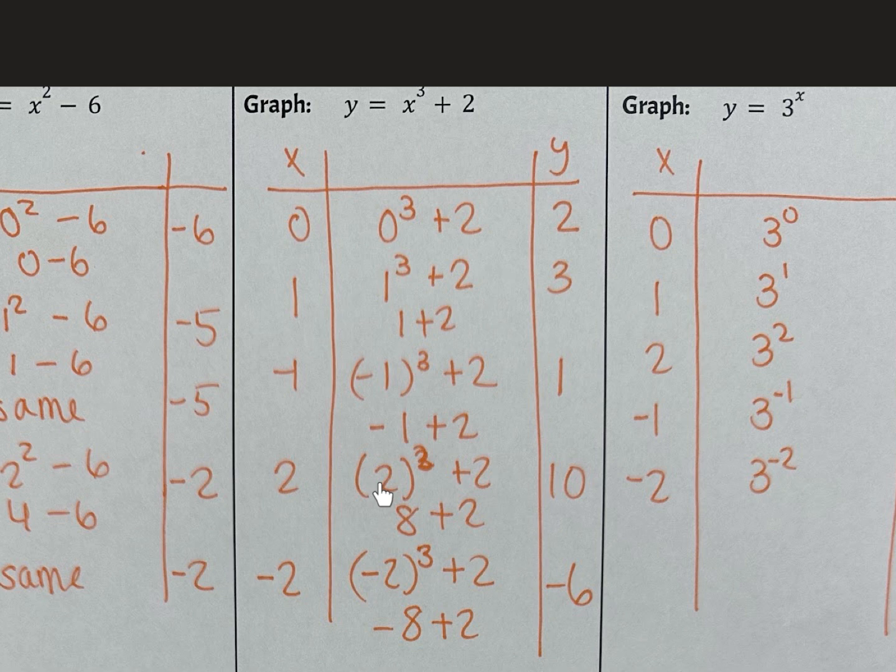2 times 2 times 2 is 8 plus 2. Negative 2, negative 2, negative 2 is negative 8 plus 2. So see how these are not anywhere similar to each other.